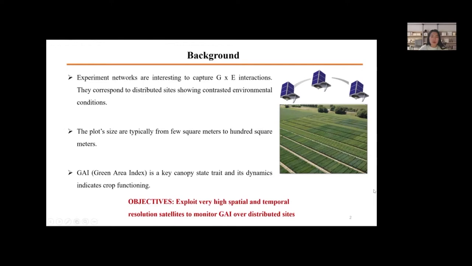Experiment networks are interesting to capture GxE interactions, and they correspond to distributed sites showing contrasted environmental conditions. The plot sizes are typically from a few square meters to 100 square meters. It is difficult to monitor experiments distributed across different sites, but high spatial and temporal resolution satellites are the best choice. In addition, GAI is a key canopy state trait, and its dynamics indicate crop function. So we want to explore very high spatial and temporal resolution satellites to monitor GAI over distributed sites.